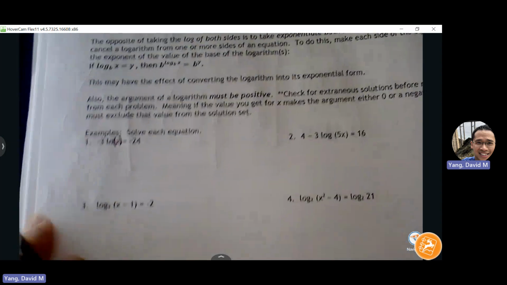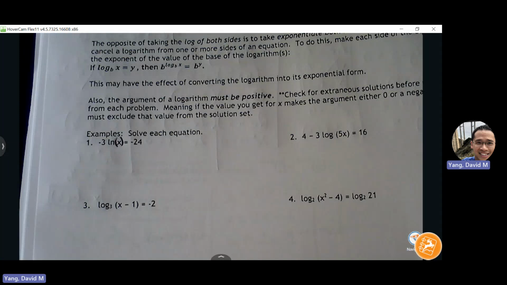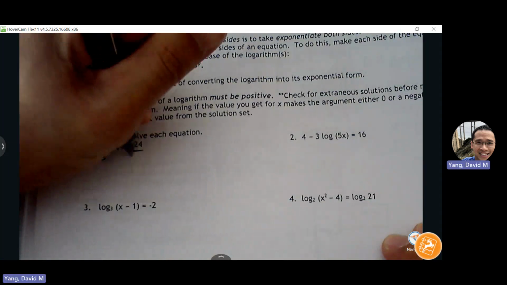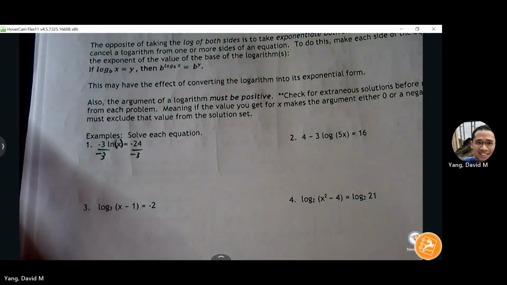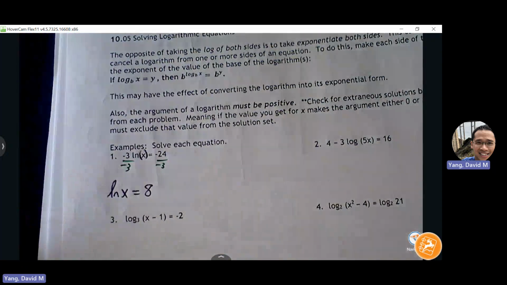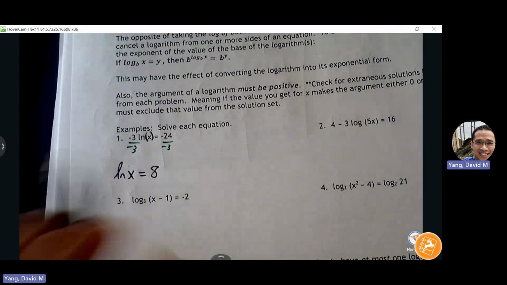But what we can do is, let's get that natural log of x by itself first. So I can divide both sides by -3 just to get some cleanup going here. Okay, natural log of x equals 8. Now, we can't divide both sides by natural log because natural log is not a standalone term. The x is within that natural log. So what we could do is, let's make it a little bit easier to see what's really going on here.